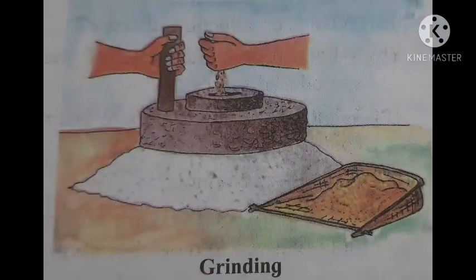Next is grinding. We get flour by grinding wheat. Okay, so when wheat is ground, we get flour, that is we get आटा. आटा क्या होता है? Fine powder. Yes, so this fine powder is obtained after grinding wheat. It shows that wheat is made of small particles. So wheat is a substance which is made of small particles.